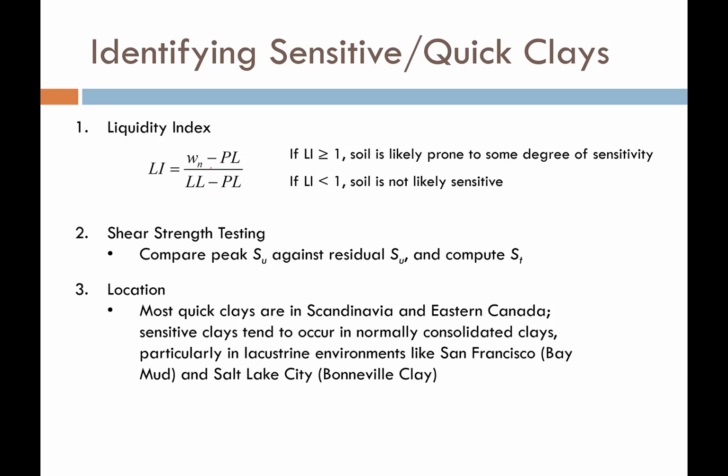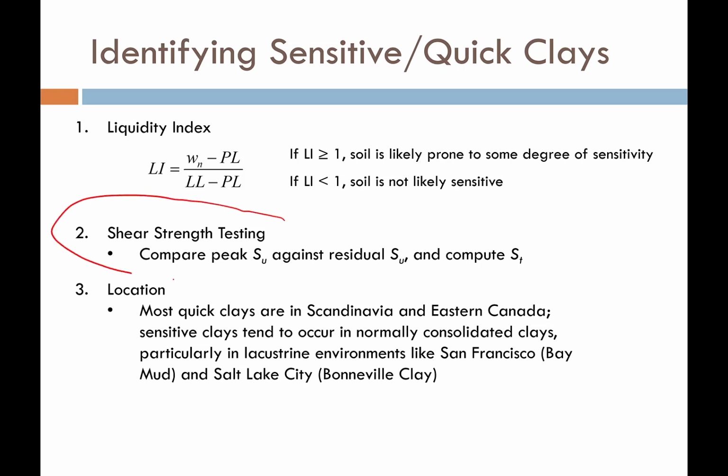So the liquidity index is very easy to compute, and here's how it relates to sensitivity. If the liquidity index is around 1 or greater than 1, then the soil likely has some degree of sensitivity. If the liquidity index is well above or much greater than 1, then it probably is sensitive. Now, if the liquidity index is less than 1, that implies that the soil is more likely to be overconsolidated. And overconsolidated soils tend not to be sensitive. So that's the first thing we can do.